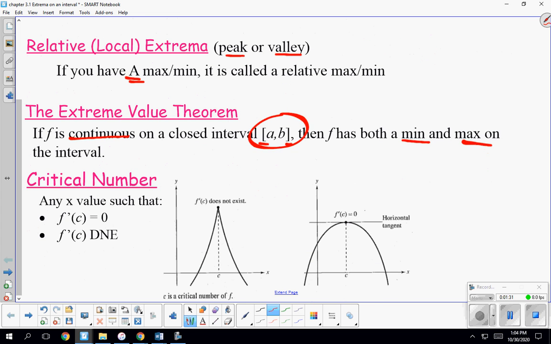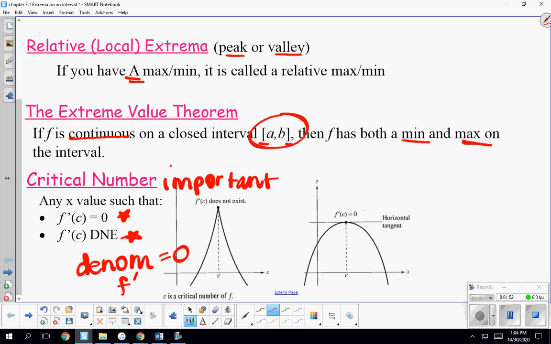A critical number is basically just like an important number. Something happens at that point. So we find them two ways. One, we set our derivative equal to 0. This is the most common. We also, though, need to see where we have values at which our derivative doesn't exist. That's going to be anywhere our denominator is equal to 0 of f prime.